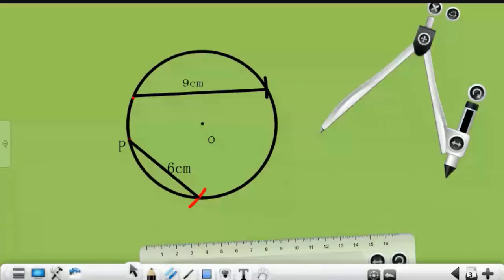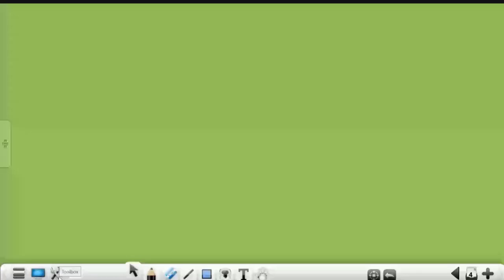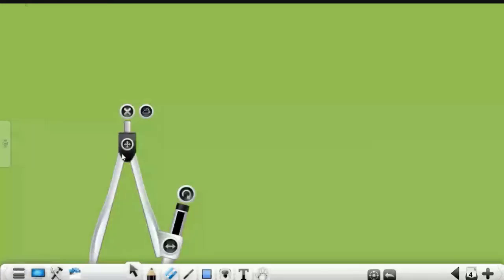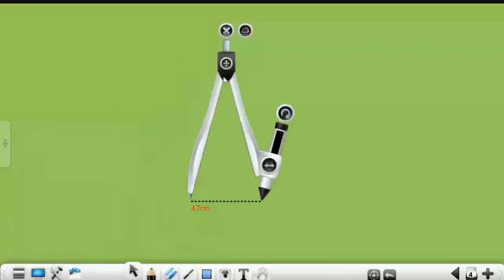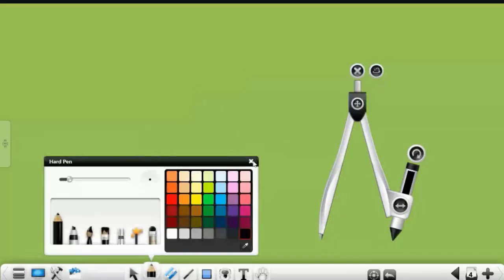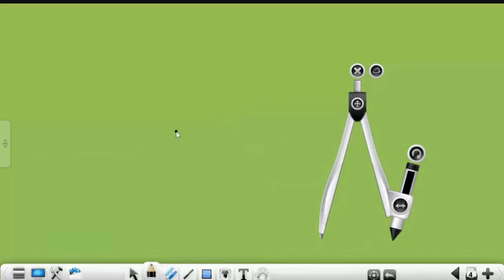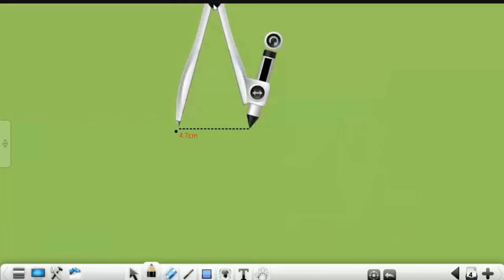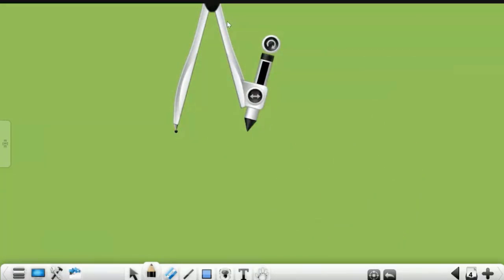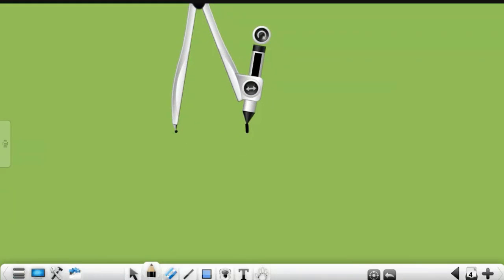So the last one, construct a sector. Now same thing, I need this to draw circles. Every time you draw a circle, make sure you mark a center first. Mark the center, then only you know. For the question from the textbook, it is 2 centimeters. I don't follow 2 because 2 is very small, so I make it 4 centimeters.